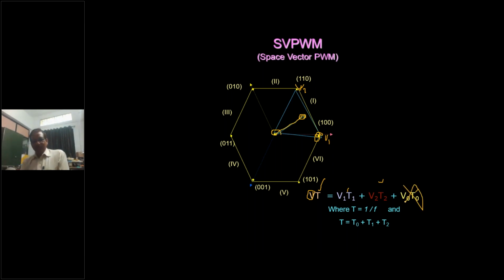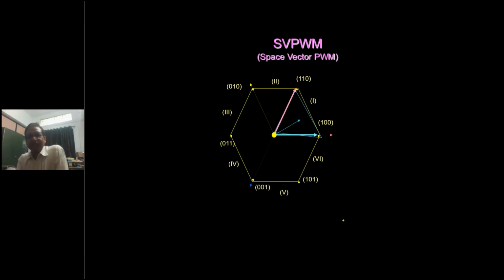Now what is T? T is the switching period, not frequency. Suppose I consider the switching frequency of my inverter is 1 kilohertz. So 1 by that, this time will be 1 millisecond. For what time do I have to keep V1 on? For that I have to solve this equation. How to solve this equation, I will tell you.